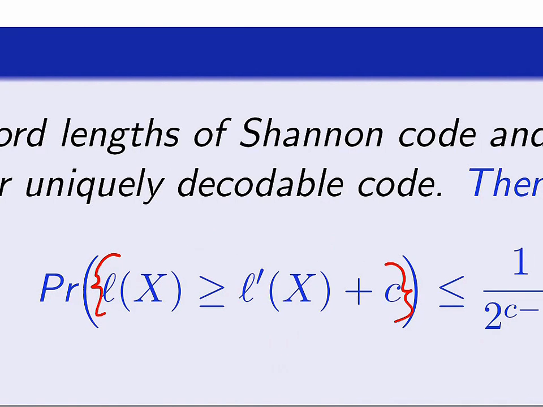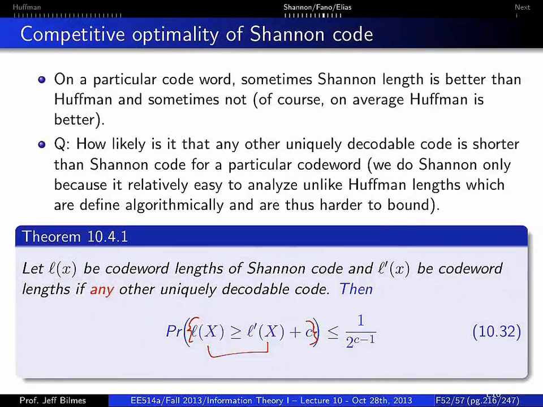Okay, the event that L of x is greater than or equal to L prime of x plus c, where x is the random variable. And that we're saying decreases exponentially in c, which is the degree to which L of x is worse than any other code. So c is some non-negative value. Actually, it has to be greater than 1, otherwise it doesn't make sense in that case.